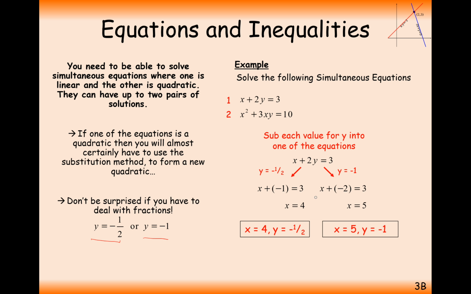And if we were thinking about what the graphs of these would look like, I'm not too sure what this graph would look like, but they would have intersections at the coordinates (4, minus a half), and they would also intersect at (5, minus 1). So that's what I mean by pairs of solutions.